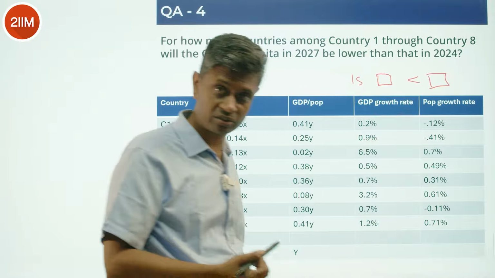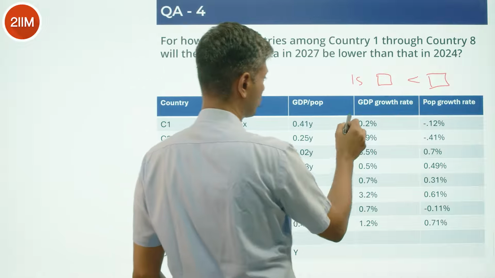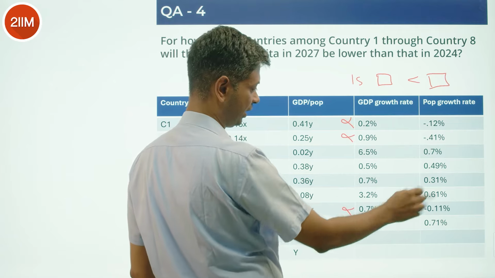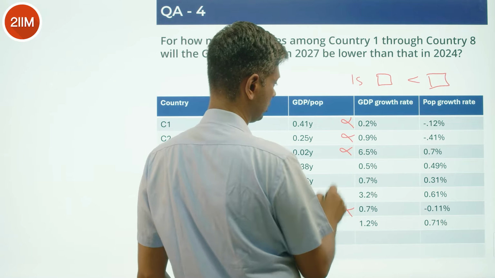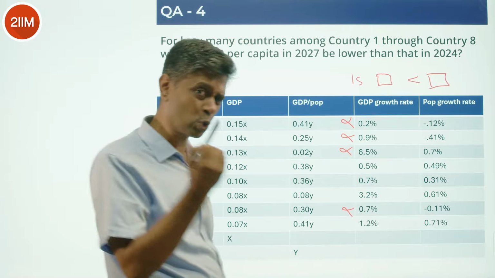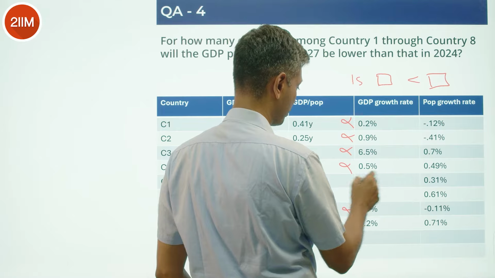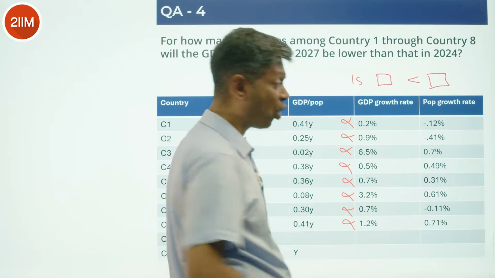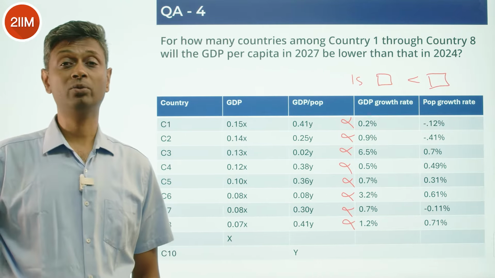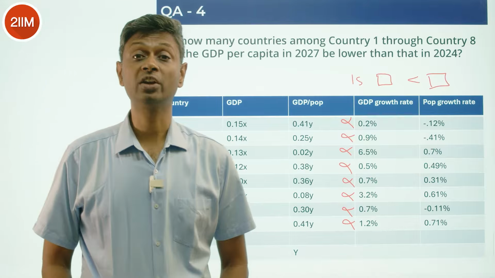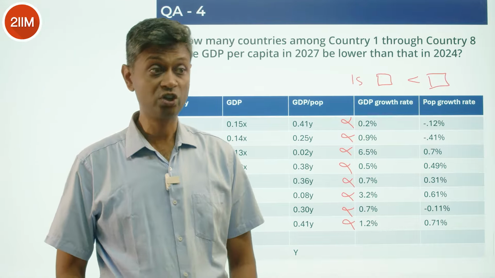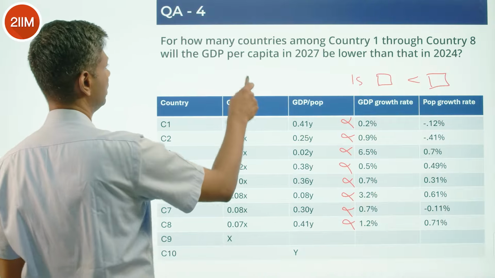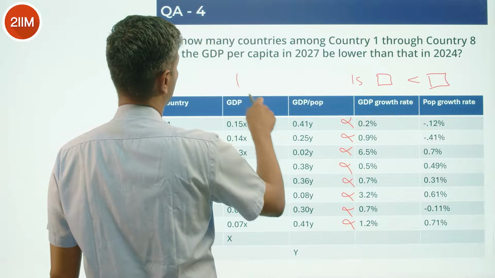In how many cases is this number less than this? In how many instances? 0.2 minus 0.12, 0.9 minus 0.41. All the negatives, all these are positive, negatives I remove. 6.5, 0.7, no. 0.5, 0.49, close, but no. 0.7, 0.31, no. 3.2, 0.61, no. 1.2 points. All of these countries, whether they've grown really well or only mildly, GDP growth rates have been higher than population growth rate, so GDP per capita will increase, not decrease. How many cases will it be lower? 0.